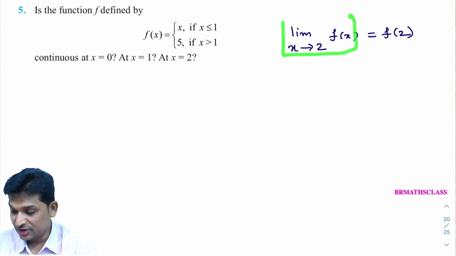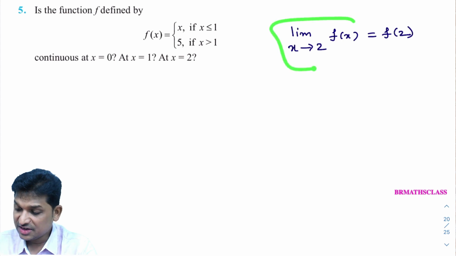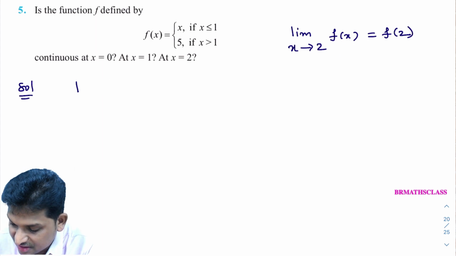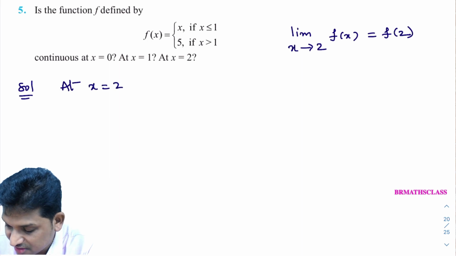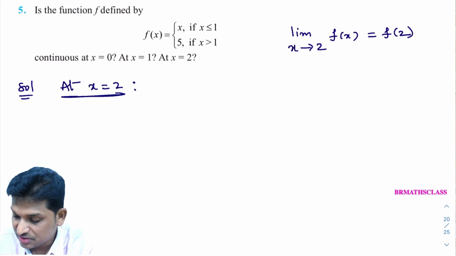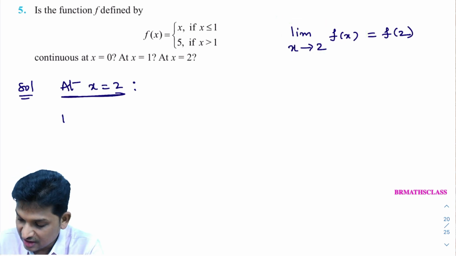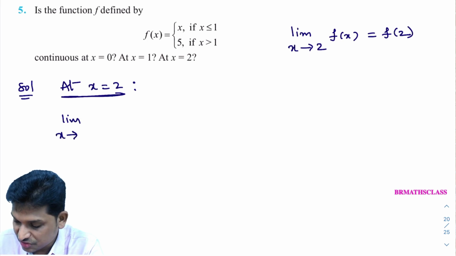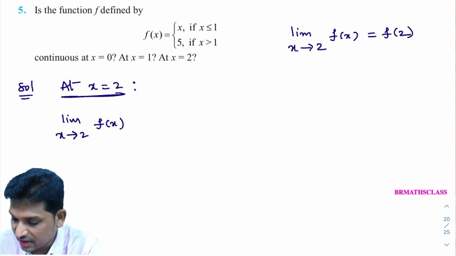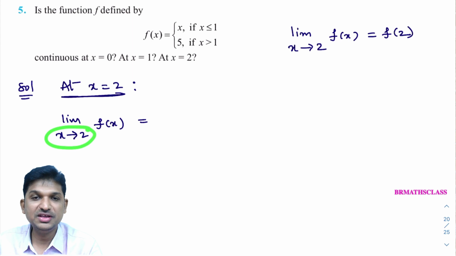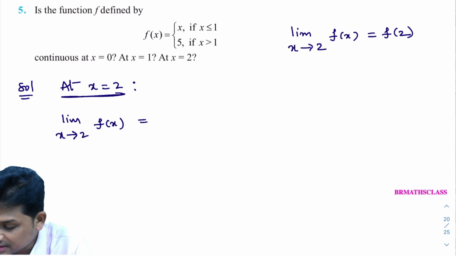Okay, what I'll do, I need to calculate this. First I want to calculate this. I'll write the solution here. I am checking continuity at x equal to 2. First I'll calculate limit as x tends to 2 of f of x. Here x approaches 2 means what? x approaches 2 means all x values are slightly less than 2 or slightly greater than 2, but not 2. I'll mark it here to understand.